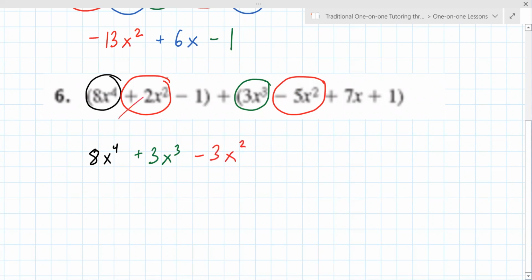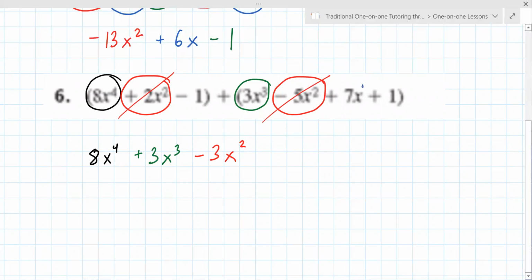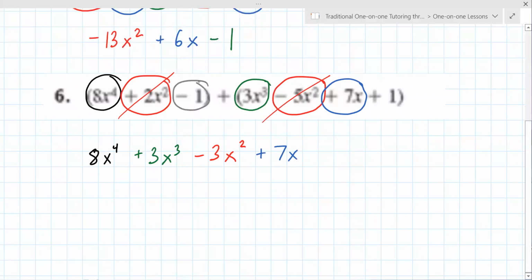But what some students do is they like to cross them out as they combine them. And I think that's a useful thing to do. Plus 7x. So you bring that 7x down. And then lastly, you've got minus 1, plus 1. Those completely cancel out. So you don't have to write anything. I mean, you could write plus 0. I don't know if your instructors would care, but you could do that.